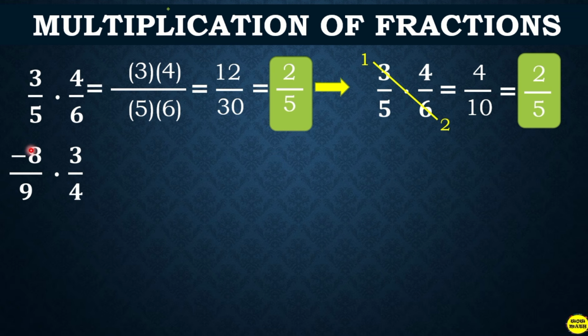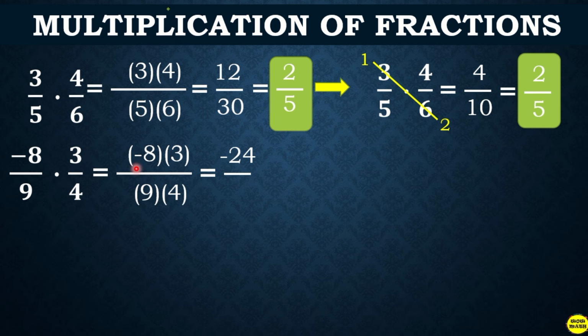So, I have here negative 8 over 9 times 3/4. So, apply natin yung rule. So, negative 8 times 3 and then 9 times 4. So, negative 8 times 3, that is negative 24. And then 9 times 4, that is 36. Okay? Is this your final answer? Not yet. Why? Kasi we can still divide it by, saan natin siya pwedeng i-divide?